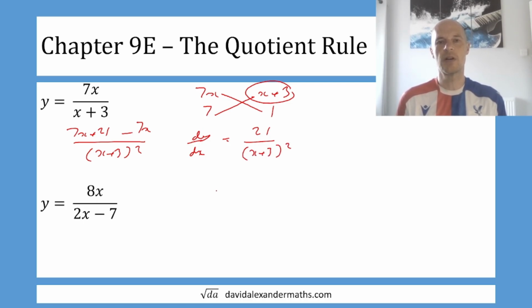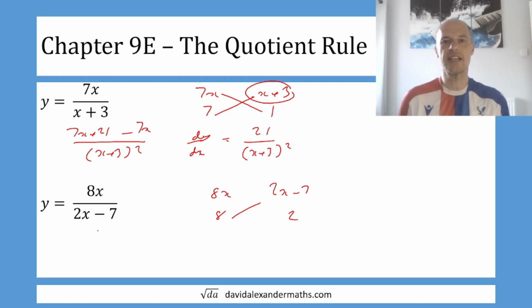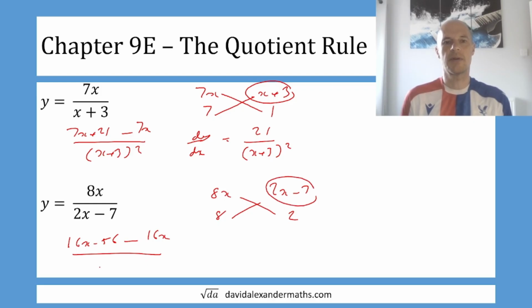Let's look at another example. So 8x differentiates to 8, 2x minus 7 differentiates to 2, so it's 8 lots of 2x minus 7, so that is 16x minus 56, take away 16x, and that's all over 2x minus 7 all squared. In other words, dy by dx is negative 56 over 2x minus 7 squared.